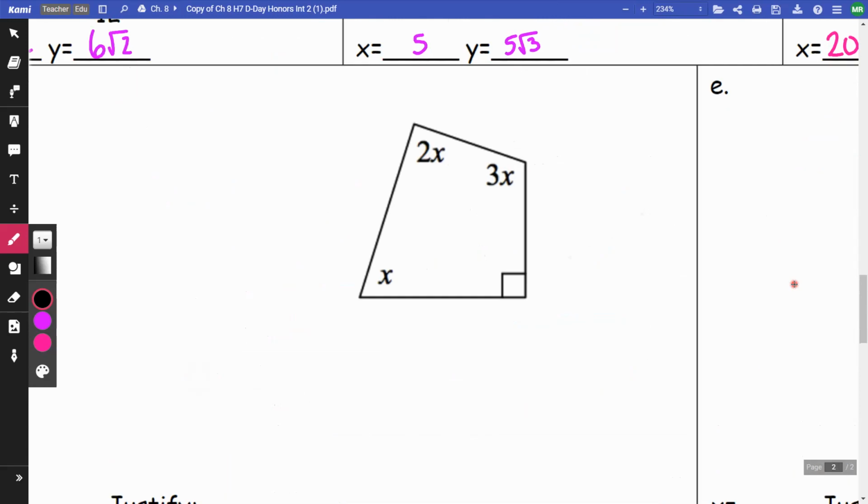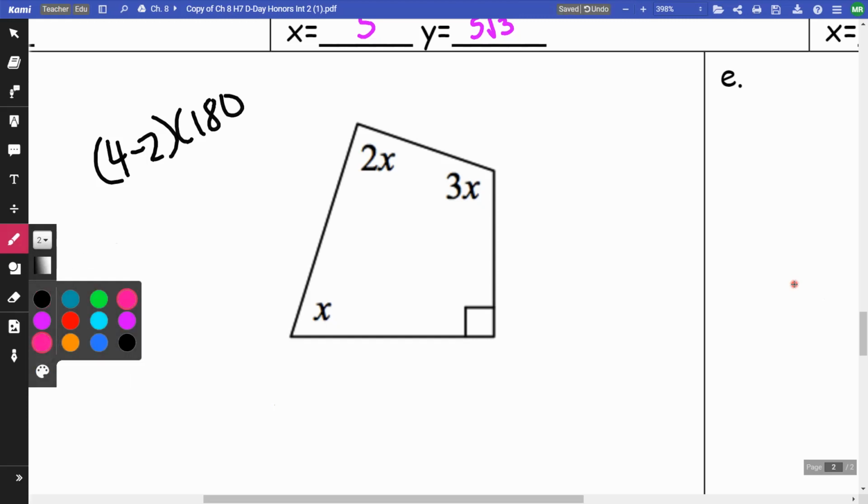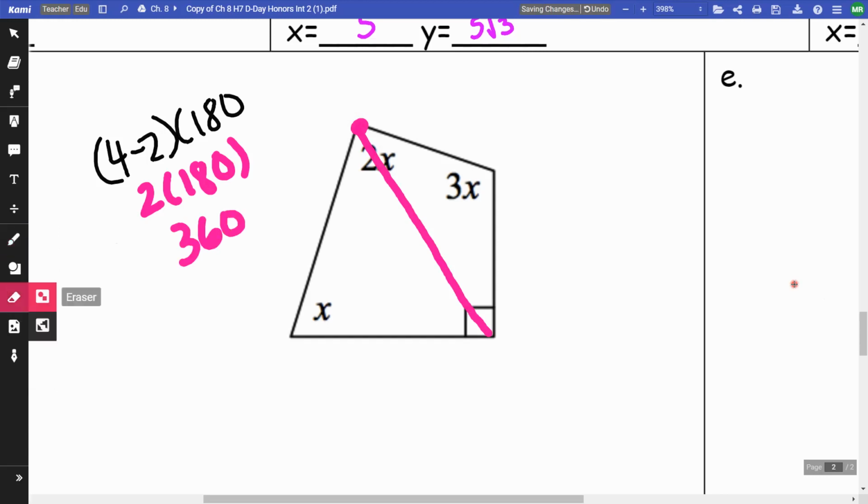On D. Okay, so in a situation like this, this is a quadrilateral. So if I go 4 minus 2 times 180, and what I'm doing is I'm using one of the formulas, but you can think of it as if I was to draw triangles, you see I get 2 triangles. And so I get 2 times 180, okay? 4 minus 2 is 2 times 180, which is going to be 360 degrees.